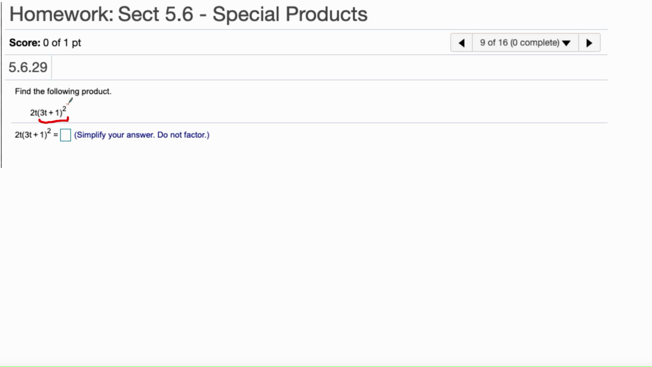And remember, in an earlier video I cautioned you not to distribute the 2 like you would if this was a product. If this were multiplication, you cannot do that. So that squared means that entire binomial is squared. So really you get 2t, but then the 3t plus 1 needs to be multiplied by itself. So 3t plus 1 times 3t plus 1.